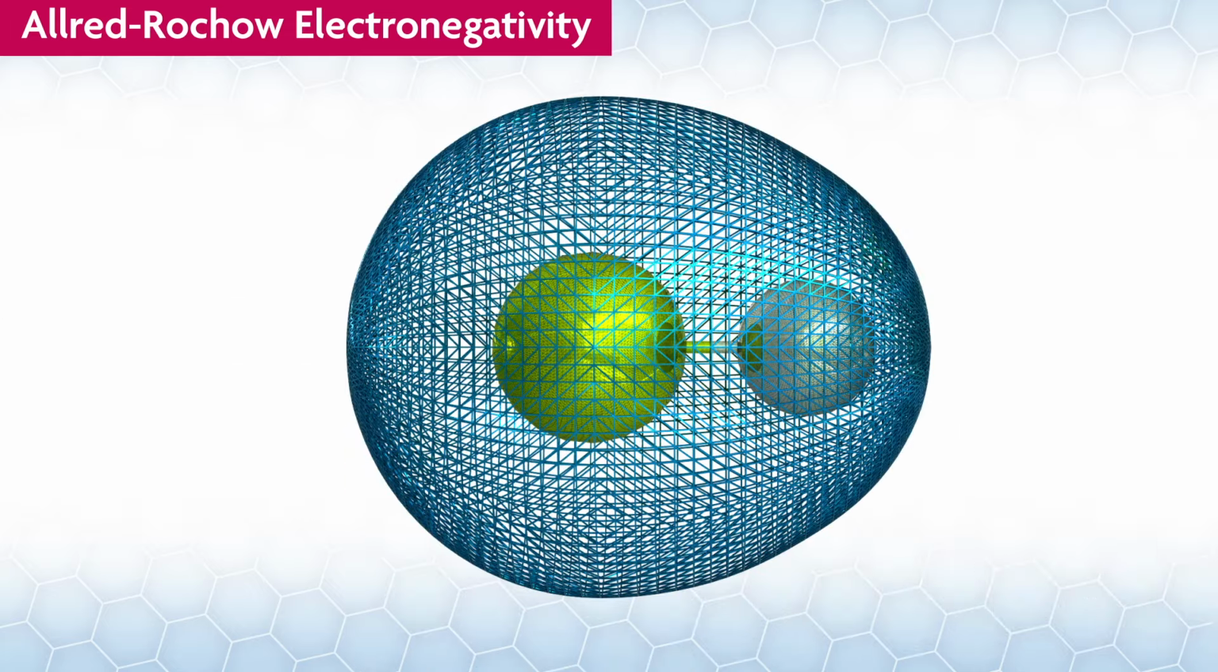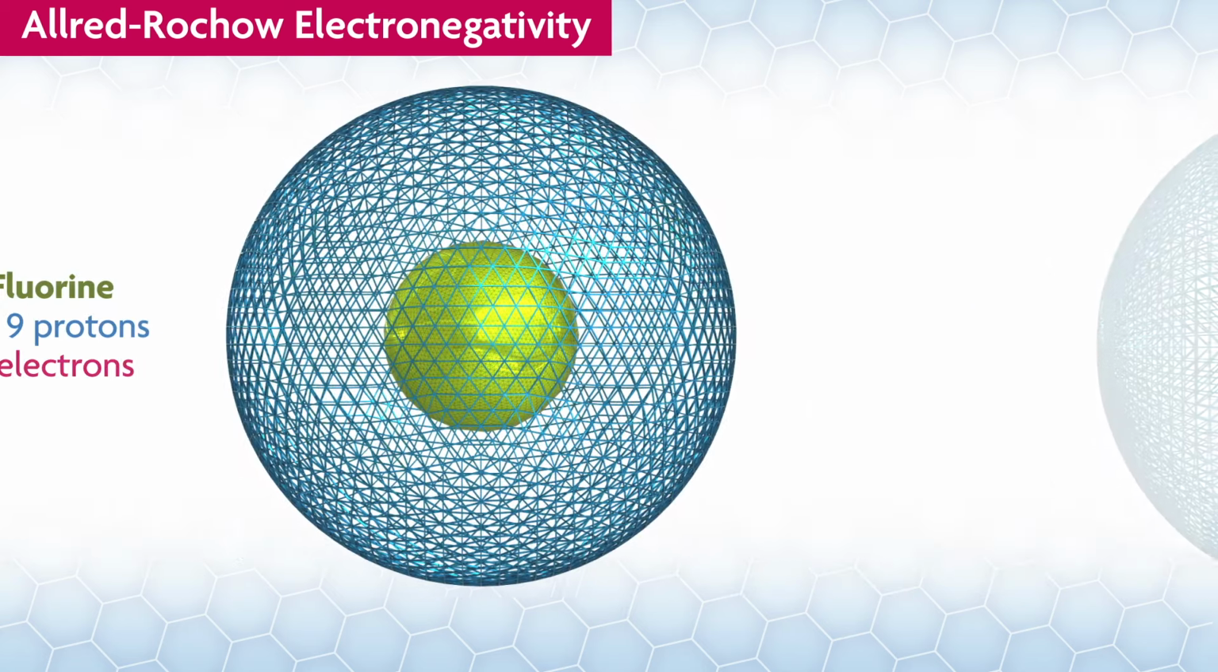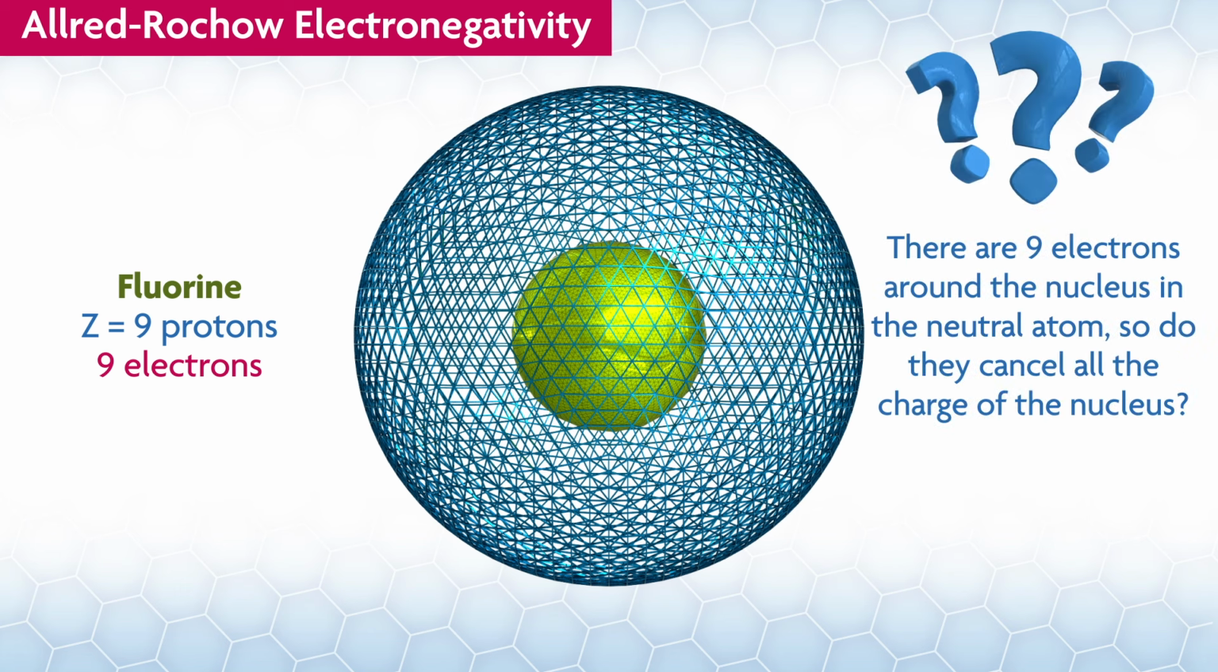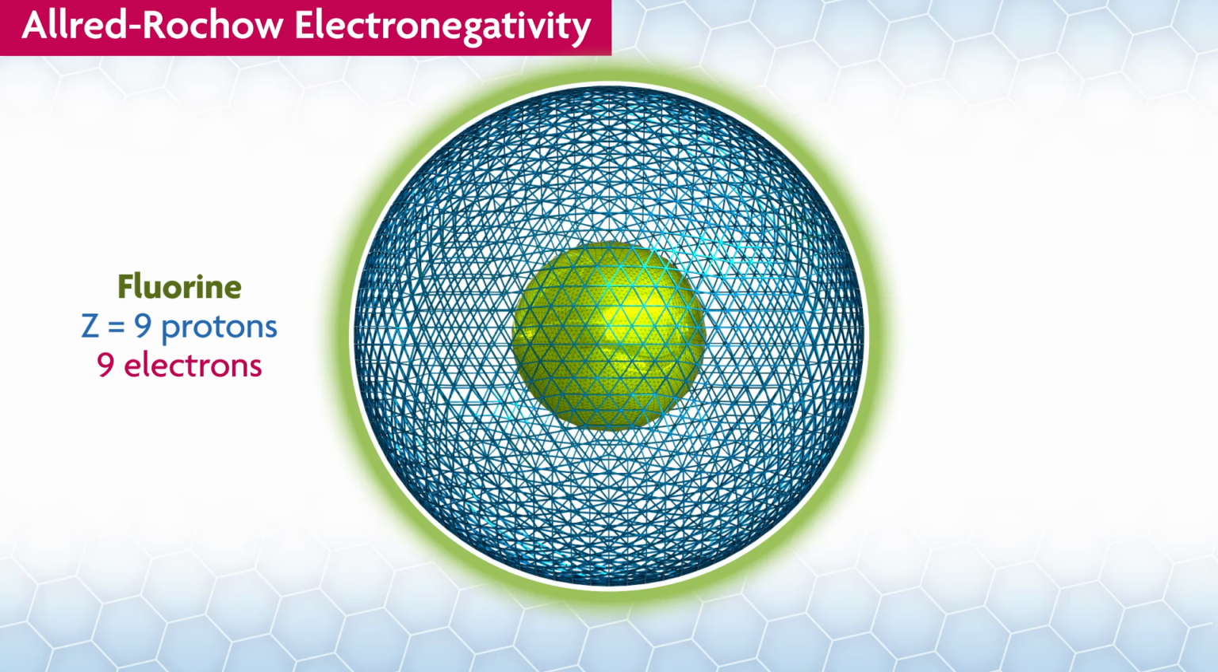Basically, the reason HF has a bonding orbital that looks like this is because fluorine is attracting more electrons to itself than just the 9 it comes in with. So let's just get a measure of the attractive force for that 10th electron. The number of protons in the nucleus is generally given the capital letter Z. So fluorine has 9 protons, or Z equals 9. However, there are 9 electrons around the nucleus in the neutral atom, so do they cancel all the charge of the nucleus? Oddly, no. If we have a neutral spherical fluorine atom, it might look something like this.